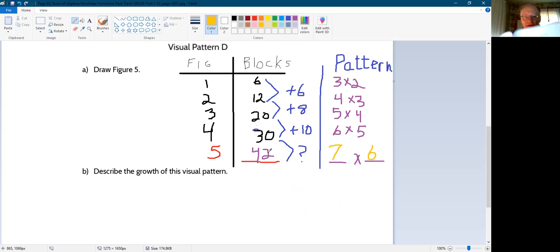Let me look at the book. They're going to be asking you a little bit more about this, and especially question number E. Well, maybe question D too. Can we figure out how many are going to be in the 10th figure? Let's try that together.